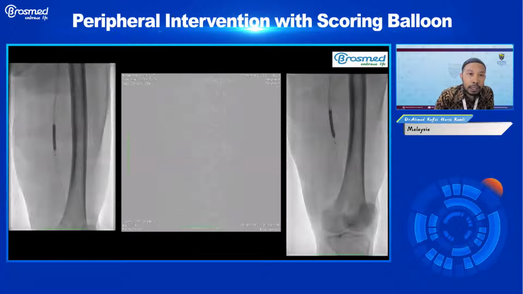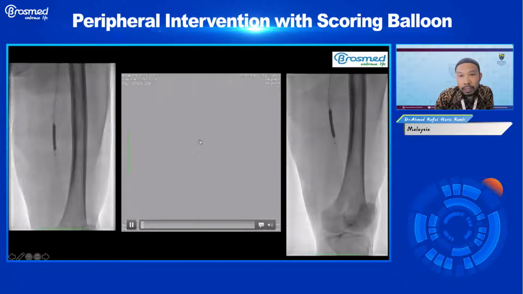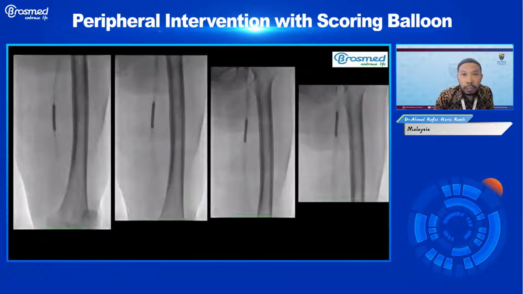And then after that, we carry on and balloon the whole SFA. So that's the angiogram after the tri-wedge. There is a good flow with minimal dissection there, non-flow limiting. So we thought that it's all right, and we just carry on ballooning.